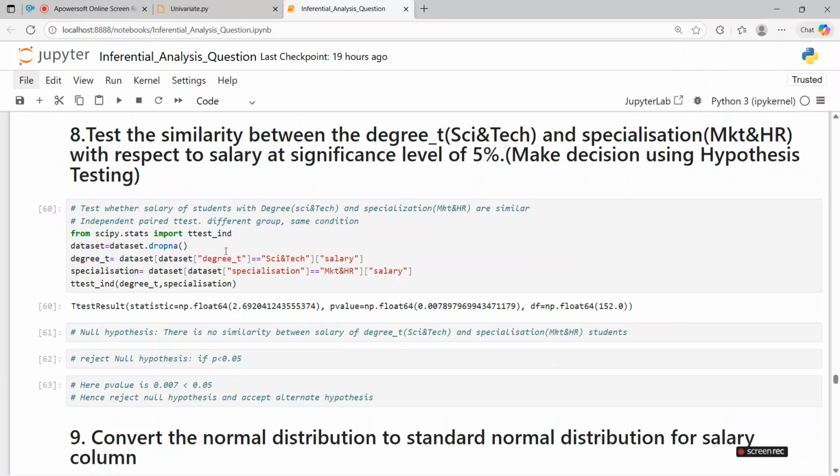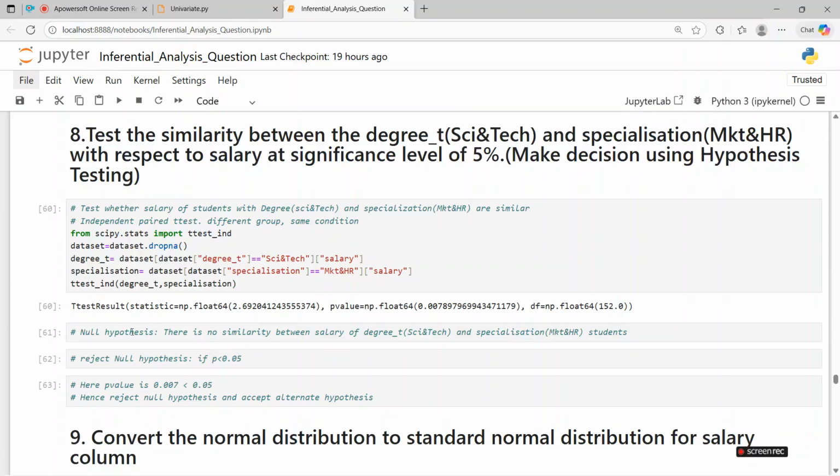So the first thing is we need to take the degree T with science and tech filter, and with salary we are keeping it in degree T, and specialization with market and HR with salary, and we are taking it to specialization. So now we are running the function ttest_ind using the variables which we have created previously. So degree T and specialization, we got the statistic and p-value here.